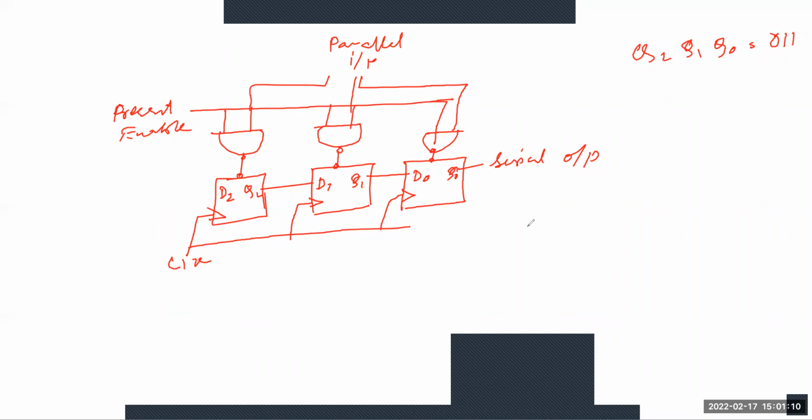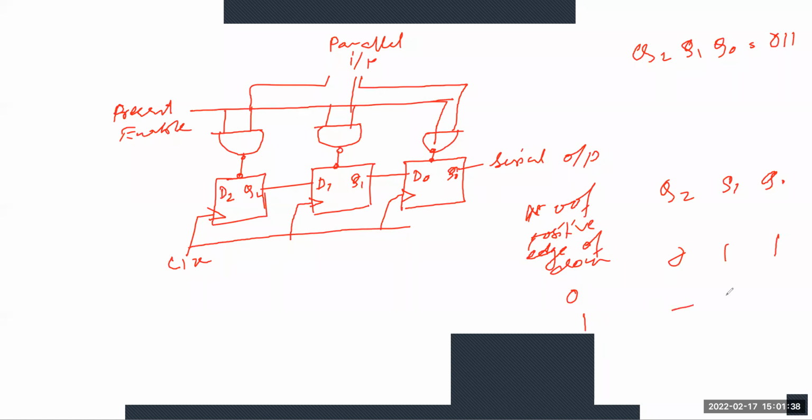So for this case, the number of positive edges of clock, and this is Q2, Q1, and Q0. First this is 0, so for this case Q2 is 0, 1, 1. Second is 1. So in this case, this is 0, 1, and 2. So here this is 0.